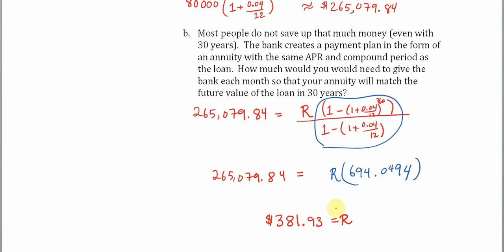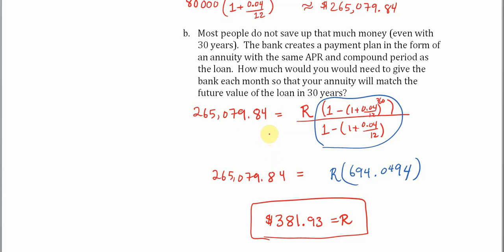All right. And so yes, this is how a lot of banking calculations work, especially for home loans. 30 years is a common number of years that a person could borrow a loan. And this $381 means that that's how much a person would need to pay every single month for 30 years in order to accumulate $265,079.84 over a period of 30 years.